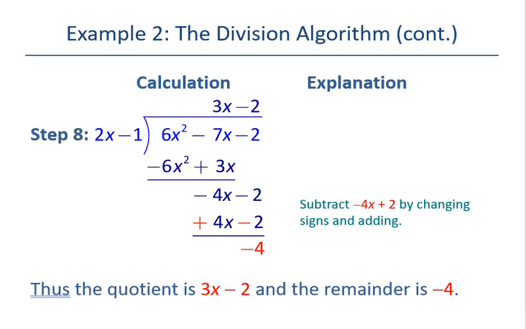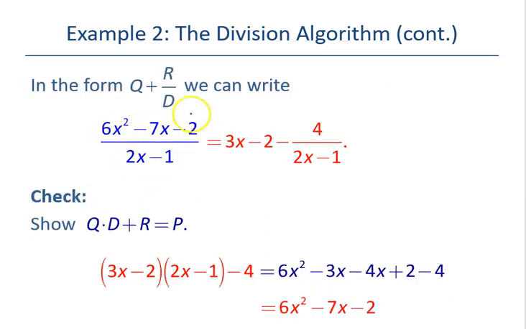Well, you're not done yet. I want you to remember that whenever you put this into the form Q plus R over D, it's going to look like this. We can write this as 3x minus 2, which is what we got on top. Our remainder goes on top here, and it was a negative 4, so we get this minus 4 over 2x minus 1. And then you can go in there and start multiplying everything back out, and you would get back to your original quotient. This is only going to be able to be done a few times, and once you start working examples, it'll make a lot more sense.